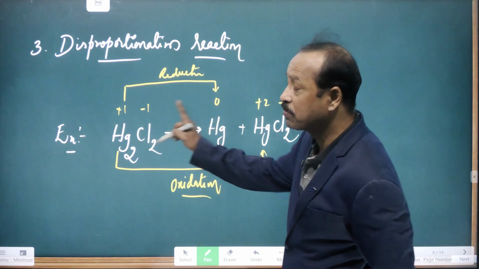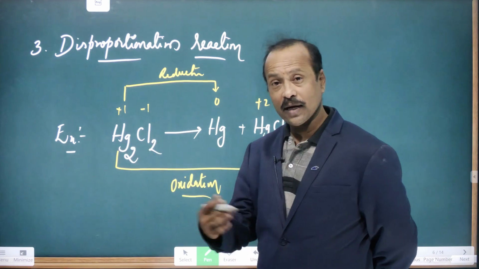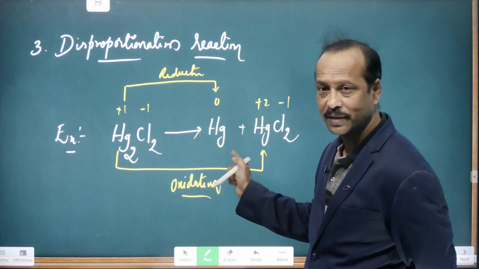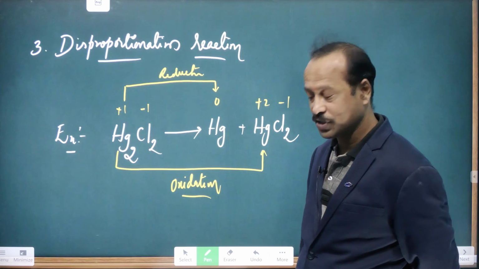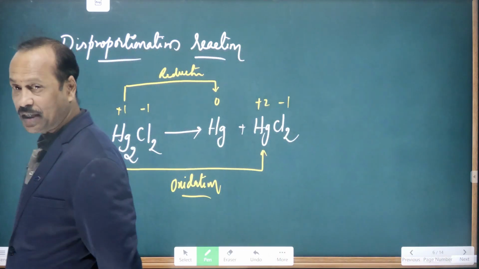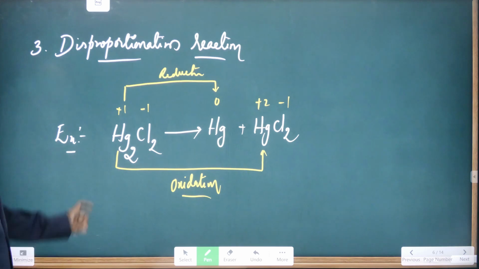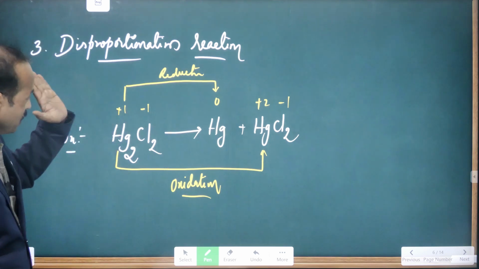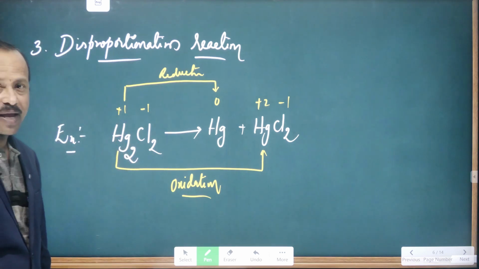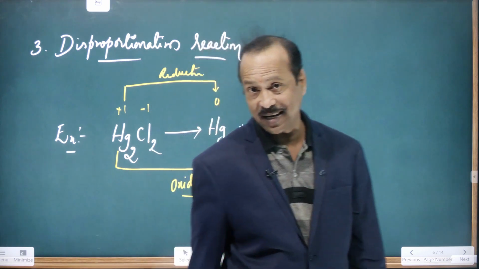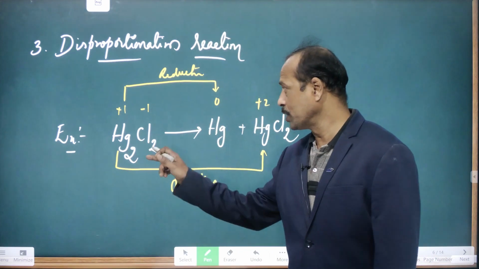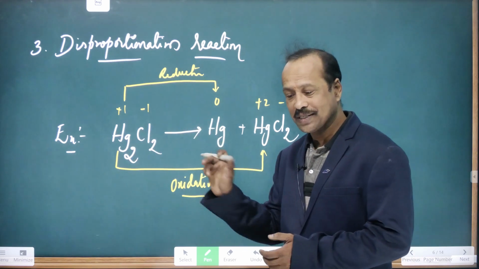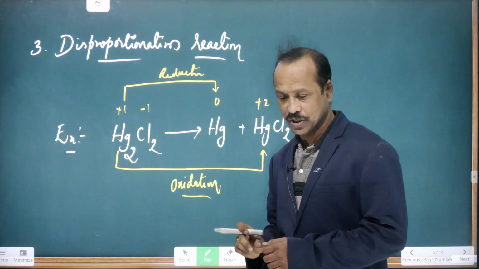One element only from the reactants is undergoing both oxidation and reduction to form two different compounds in the products. Clear? Such types of reactions are called disproportionation reactions. Clear to you? So mercury is only undergoing reduction, and mercury is only undergoing oxidation. Where is the mercury? It is on the reactant side. So the reactant mercury, a single element, is undergoing both oxidation and reduction. So this is called a disproportionation reaction.